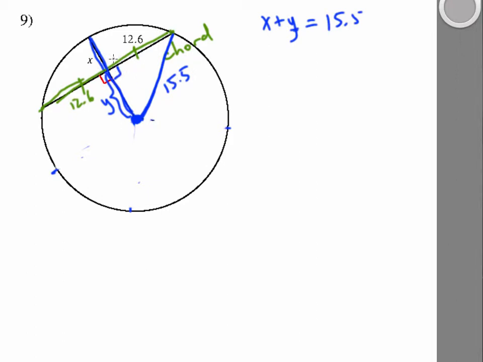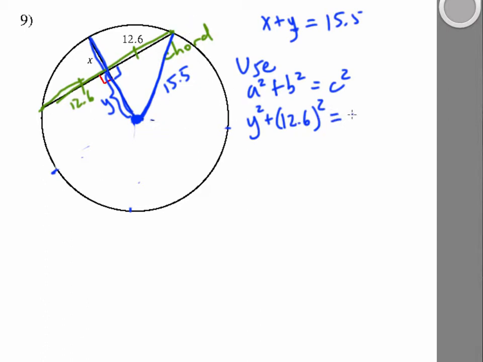So what we have here is, again, a nice right triangle. We can use the Pythagorean theorem to find y. And if I found y, then I can find x. So again, we're going to use a squared plus b squared equals c squared. So we'll use y squared for a. You could use the other one as well. Plus 12.6 squared equals c squared. The hypotenuse is 15.5. And if I give you too many decimals, you can just use a calculator.